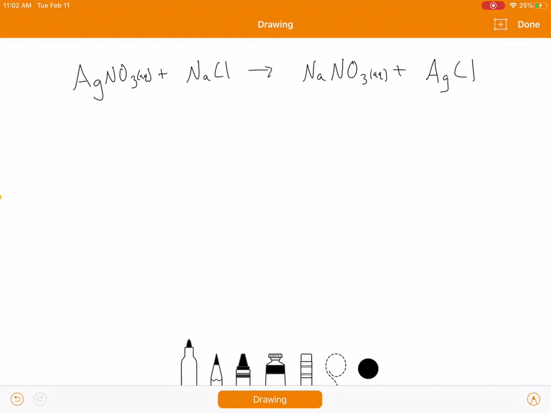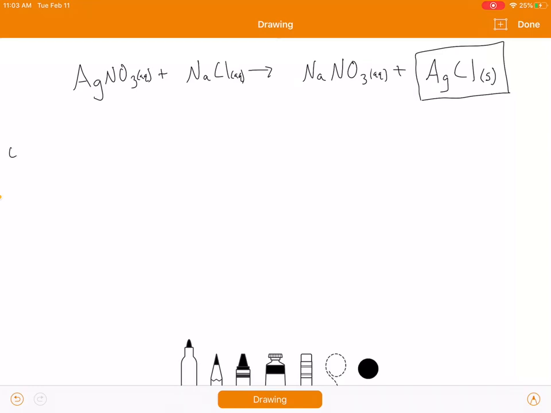And it says all chlorides are soluble unless it's paired with silver, lead, or mercury. So this one is soluble, so we put the AQ, but on this one we put an S for solid. So we did indeed make a precipitate, and this is the precipitate.